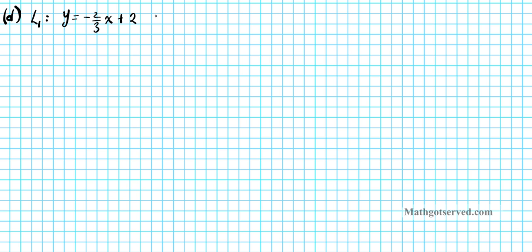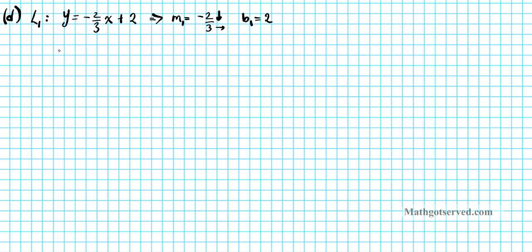Now what does this tell me? Well, this equation tells me that the slope of L1, let's call it M1, is negative 2 over 3, which means I'm going to rise negative 2, which is equivalent to going down 2 units, and run 3. And then the y-intercept of line 1 is 2.